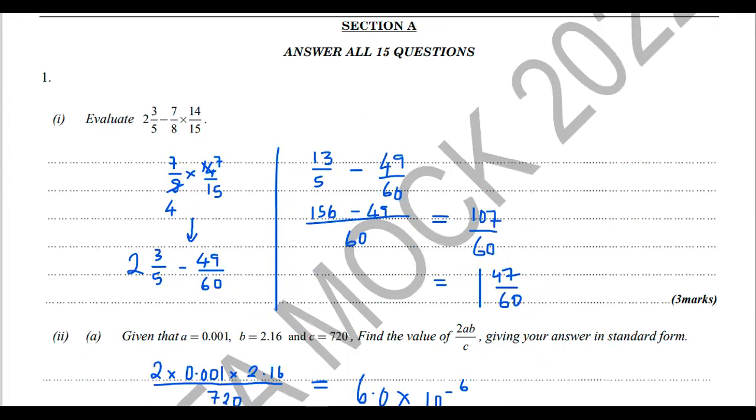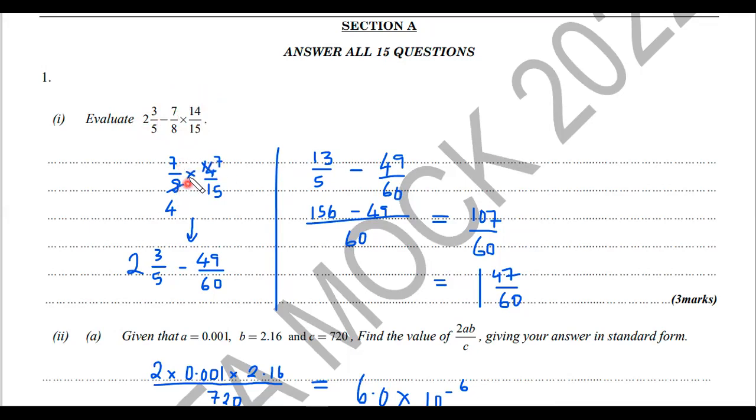So this first question here reads, evaluate 2 3/5 minus 7/8 times 14 on 15. Now, just one thing is required of this question, which is BODMAS. I'm going to show you where students make errors as we solve. So according to the rules of BODMAS, multiplication comes before subtraction, right? So we start by doing this multiplication.